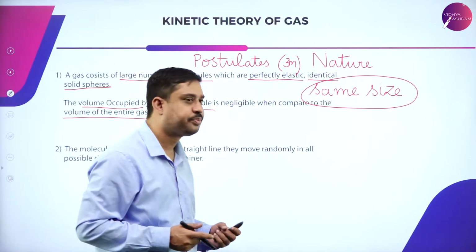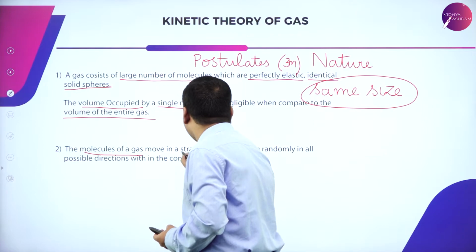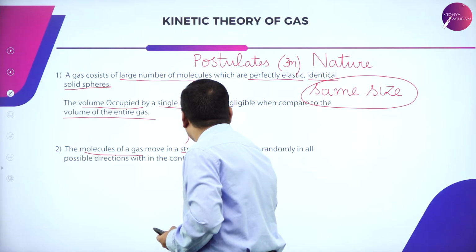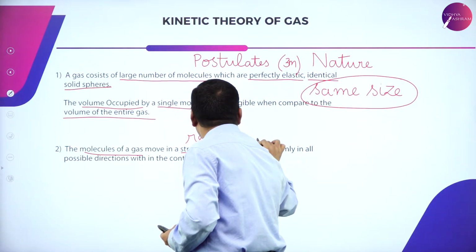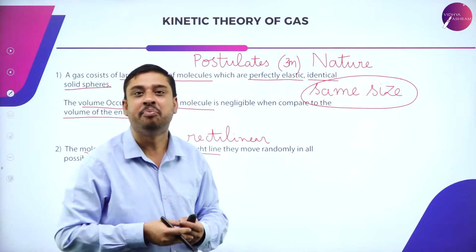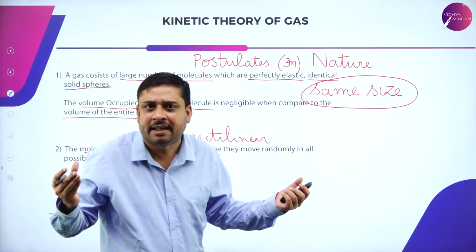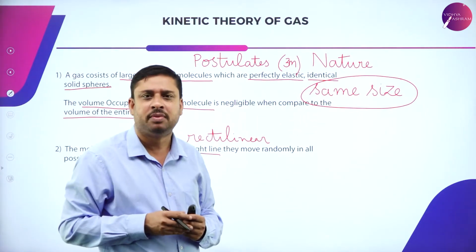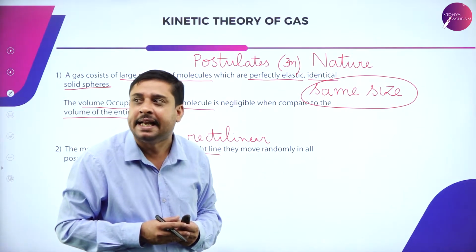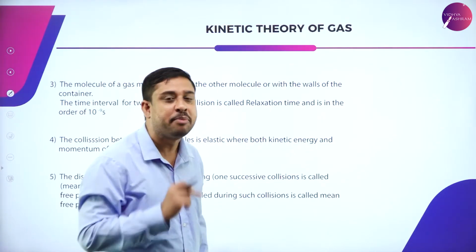Second one, the molecules of a gas move in a straight line. We call this rectilinear motion, and they move randomly in all possible directions within the container, throughout the volume, in whatever directions possible. They move in a straight line. Now, this is very important.